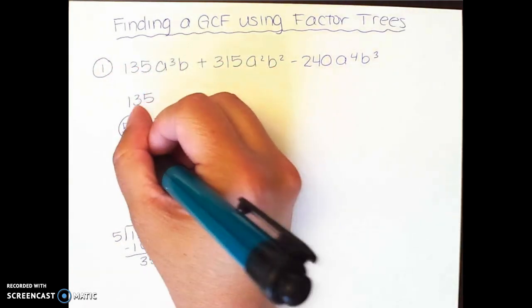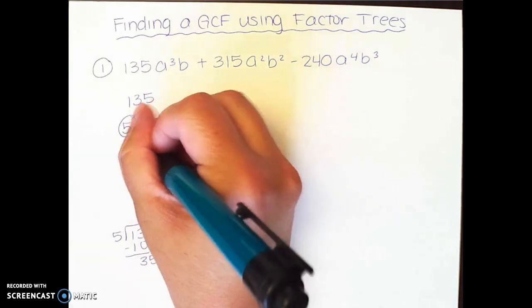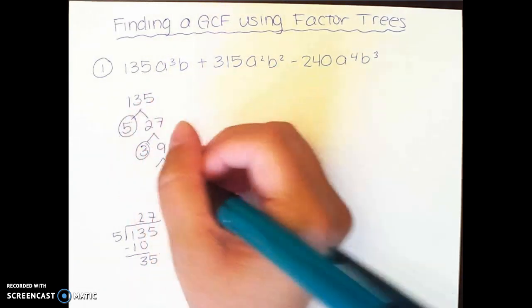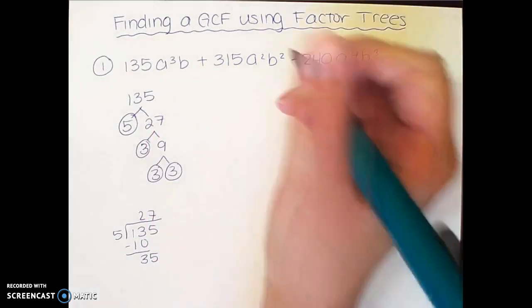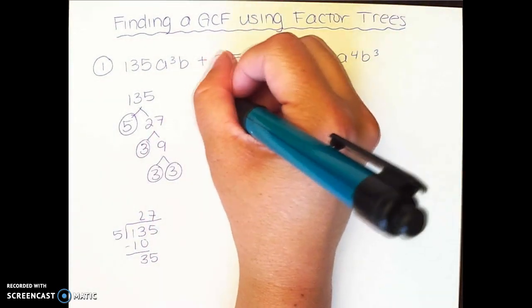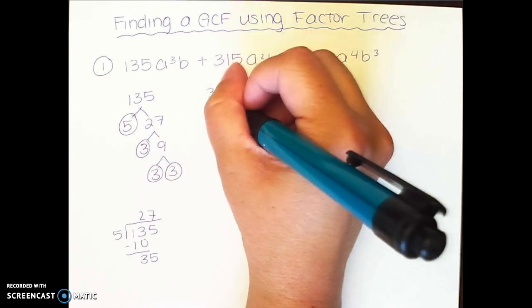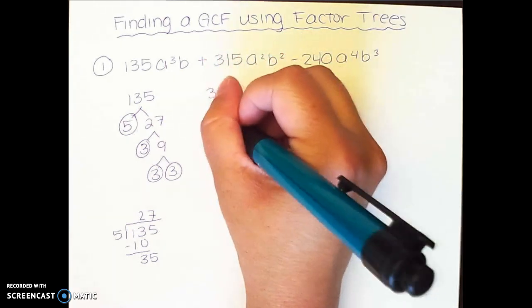3 times 9 is 27. 3 is prime. 3 times 3 is 9. And now I have all prime numbers. I'll do the same thing for 315, which is also divisible by 5.